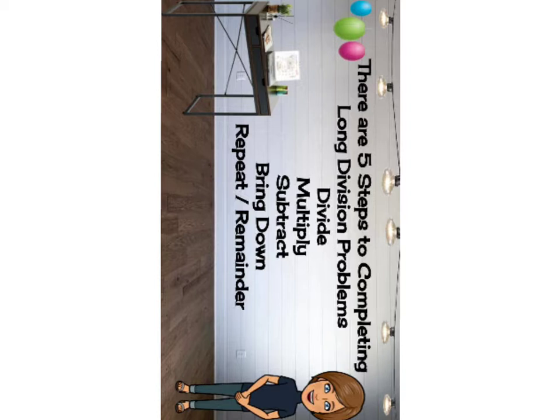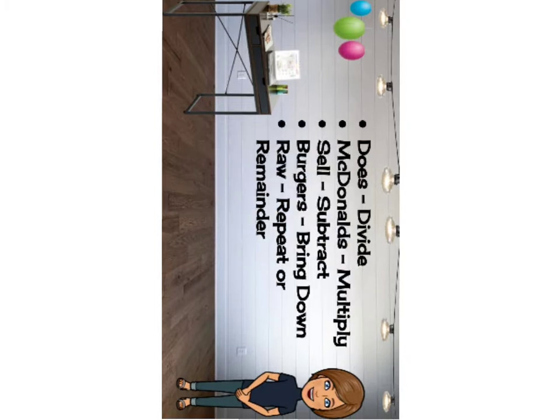There are 5 basic steps in the process of long division, and those steps are to divide, multiply, subtract, bring down, repeat, or list your remainder. Once you memorize the 5 steps in the process of division, it makes long division go pretty smoothly. And one of the silly ways that I've always taught my kids to remember those steps is to use the sentence, does McDonald's sell burgers raw?